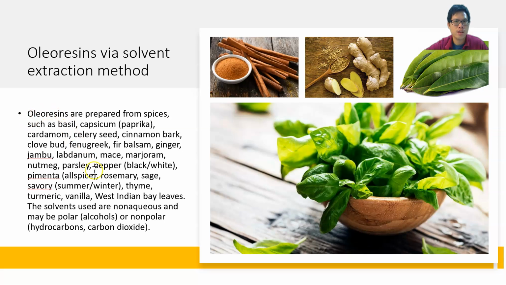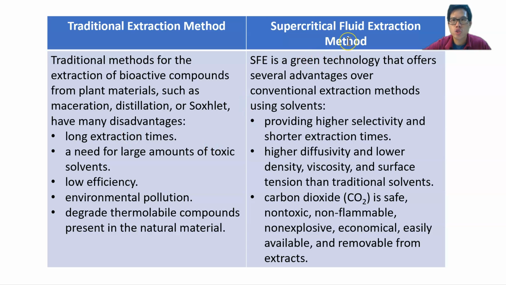Here comes to the point. The solvent you use, you can use the non-aqueous, non-polar type, or you can use the polar, like alcohol or carbon dioxide. So you can use different types to extract. The one that I really wanted to introduce is what we call the supercritical fluid extraction method. Traditionally, you can use all those different types. Again, not only solvents, you can use distillation and so forth.